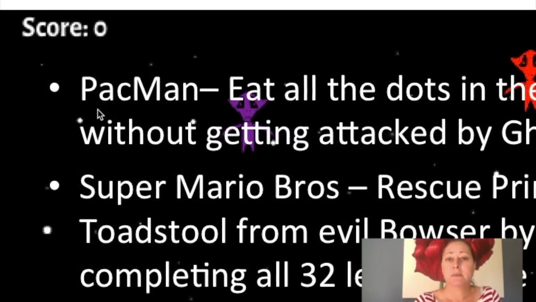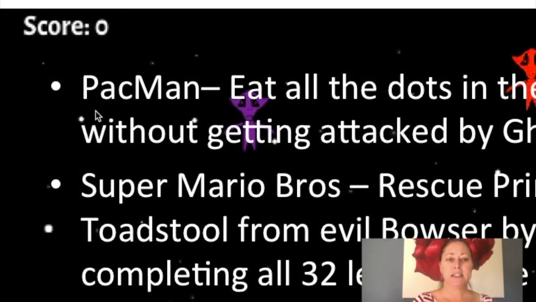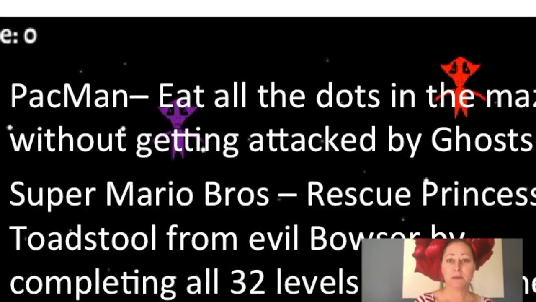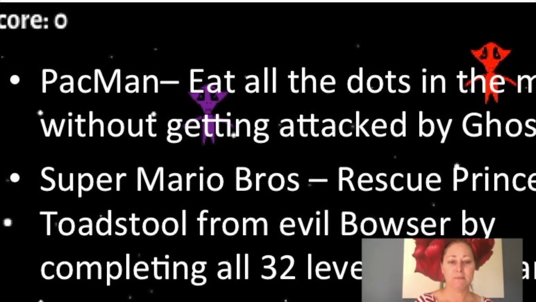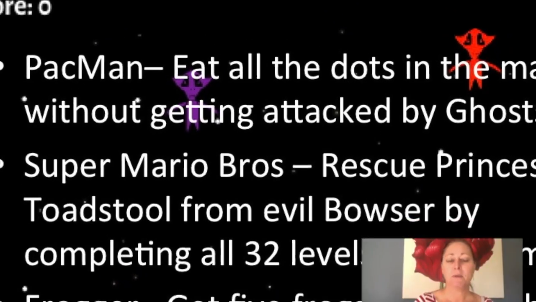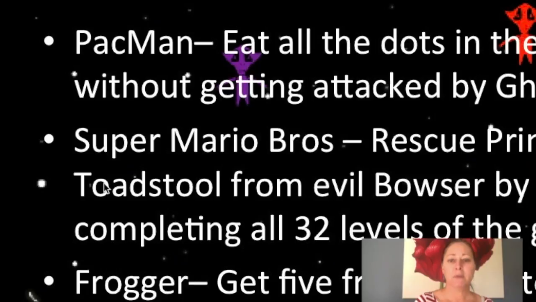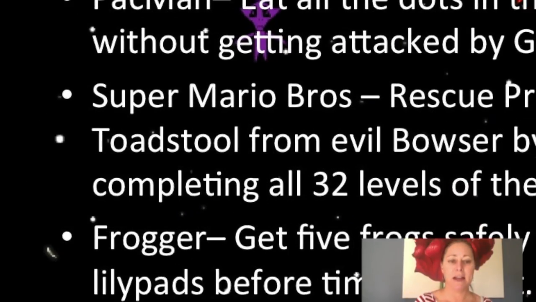So for example, here are some examples of objectives. In Pac-Man, the goal is to eat all the dots in the maze without getting attacked by ghosts and pick up some bonus points along the way for eating those bouncing strawberries. So Super Mario Brothers, the objective here might be to rescue Princess Toadstool from Evil Bowser by completing all 32 levels of the game. So that's an example of that objective.